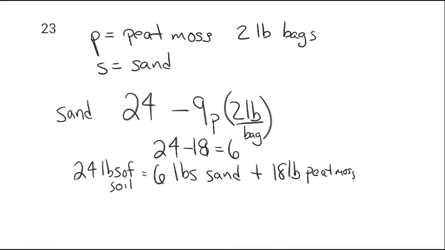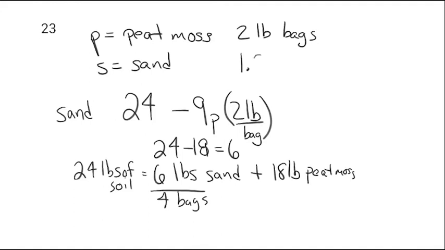Okay. Use this information to find the number of pounds in a bag of coarse sand. Okay. Well, I used 6 pounds of sand, and it said that I used 4 bags. Well, that tells me that each bag of sand is 1.5 pounds. 6 divided by 4 is 3/2, which is 1.5 pounds.